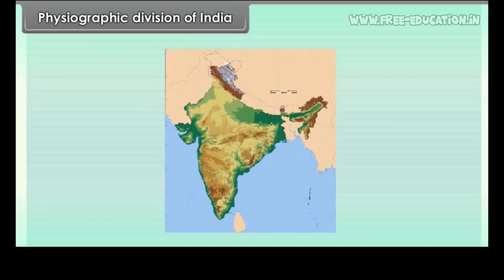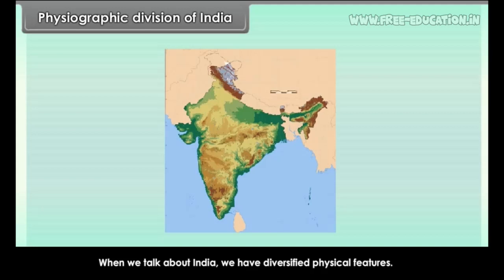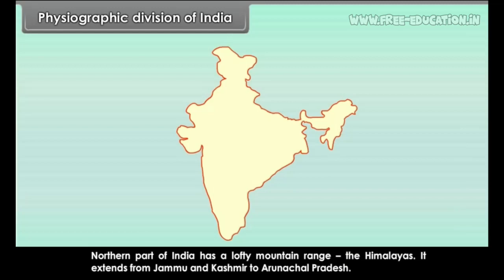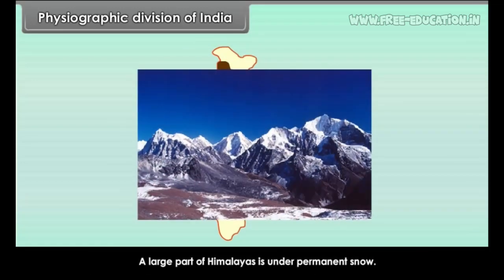Physiographic division of India. When we talk about India, we have diversified physical features. Now, let us look at the different physical features of India. Northern part of India has a lofty mountain range, the Himalayas. It extends from Jammu and Kashmir to Arunachal Pradesh. A large part of the Himalayas is under permanent snow.